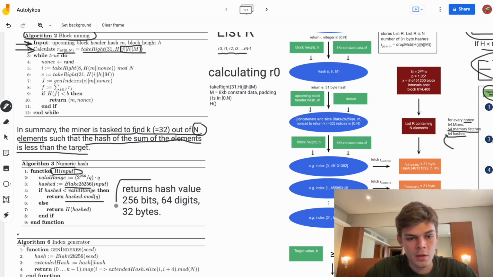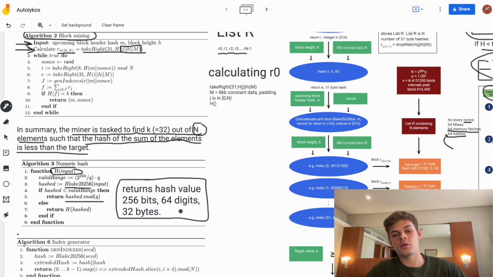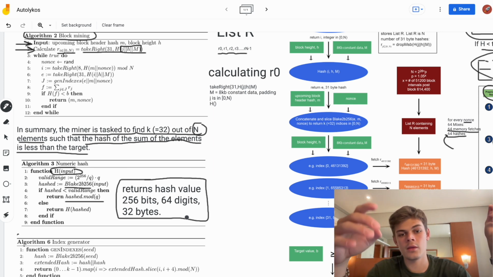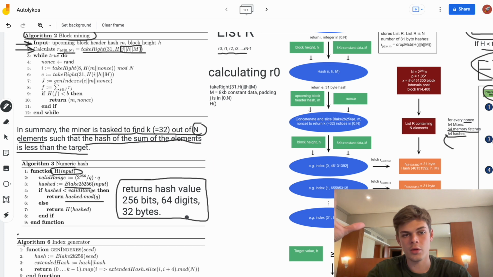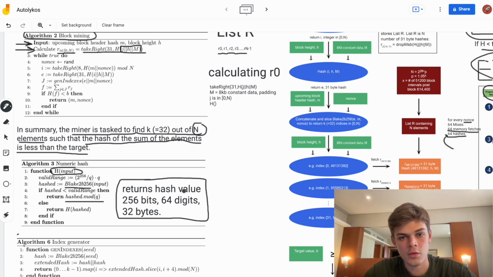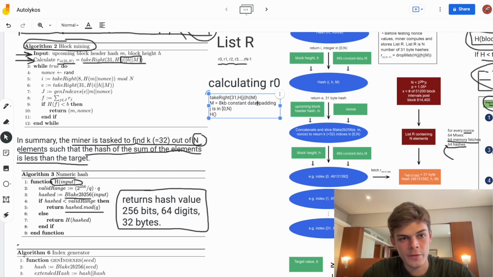The important thing about a hash function is that, especially in this case because it's 256, you're returning a 256-bit output, which is 64 digits long. Each digit is 4 bits, and that's 32 bytes long. That's important to understand for the next part. I was pretty confused with all that because I didn't study CS, but it makes sense. I'd definitely look into that if you're a bit confused there.